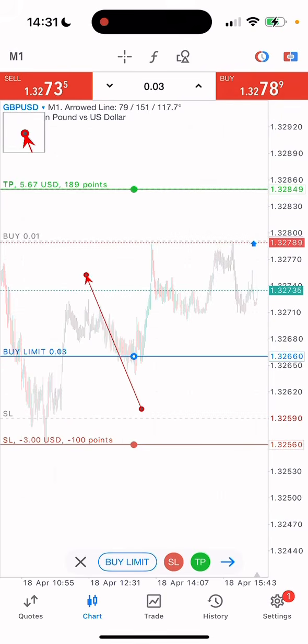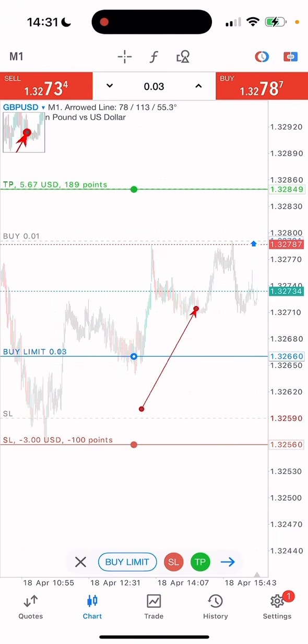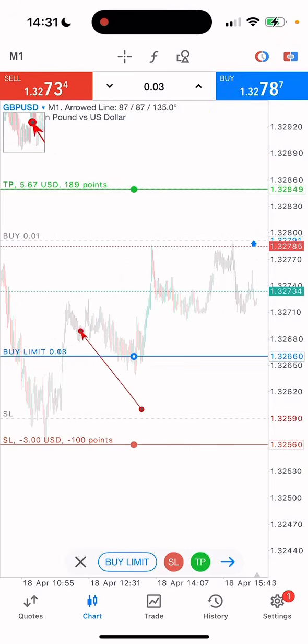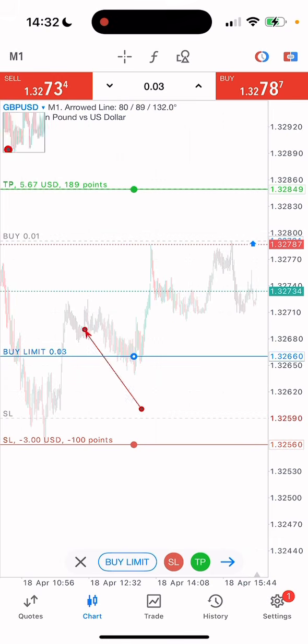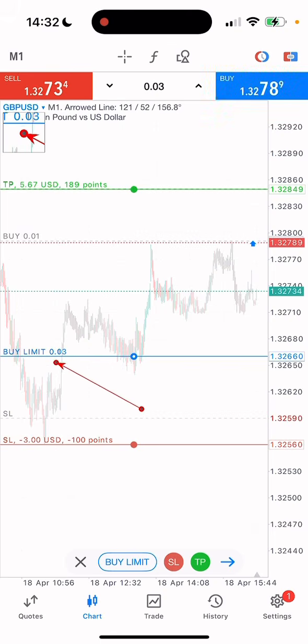Let me explain this in simple terms. If I have 0.01 and I'm risking $1, and I have 0.02, I'll be risking $2. If I have 0.01 and I'm risking $1, and I have 0.03, I'll be risking $3. With 0.04, I'll be risking $4. If I open 0.05, I'm risking what? $5. So like that.